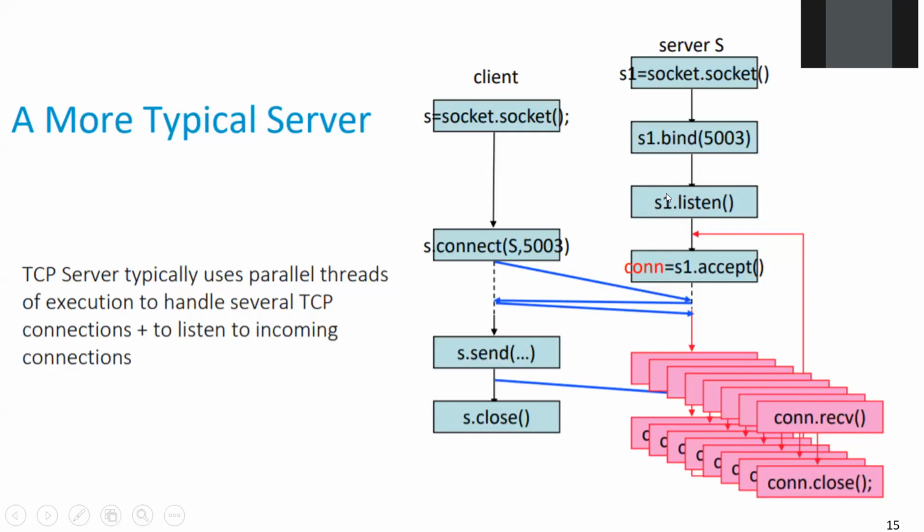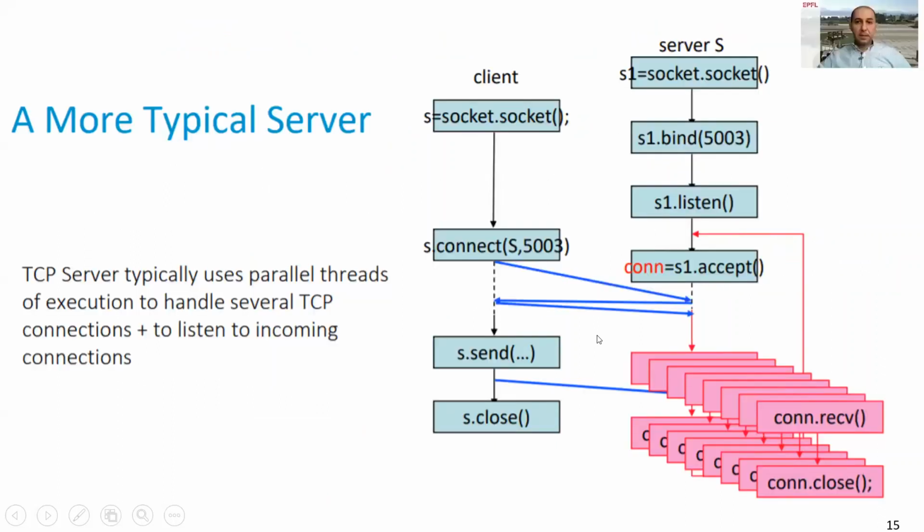S1, non-connected, is not able to communicate with the client. It's here just to create a new connected socket. And we have connected sockets that are bound to the local port number and to the remote port number and IP address. And every socket can communicate with only one client.